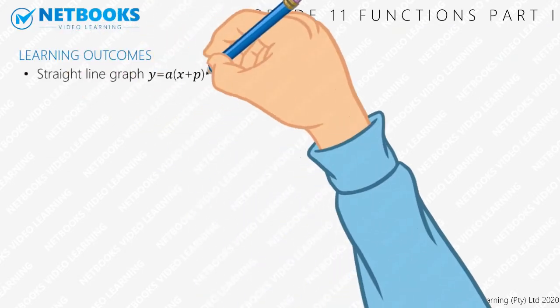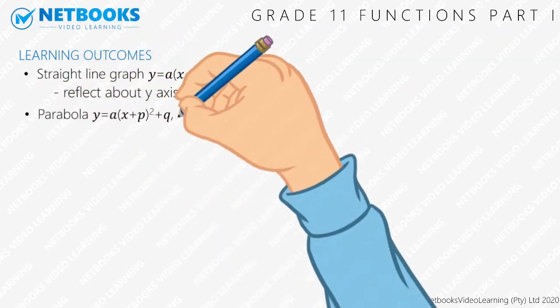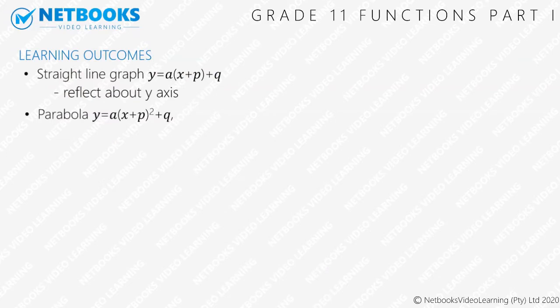You need to understand the form of a straight line function. This includes reflection of the function about the y-axis. We will cover the concepts in theory, then apply them to a question. You need to understand the form of a parabola. This includes reflection about the y-axis and application of the nature of roots to parabolas. We will go over everything you need to know, then apply what we've learned to a question.